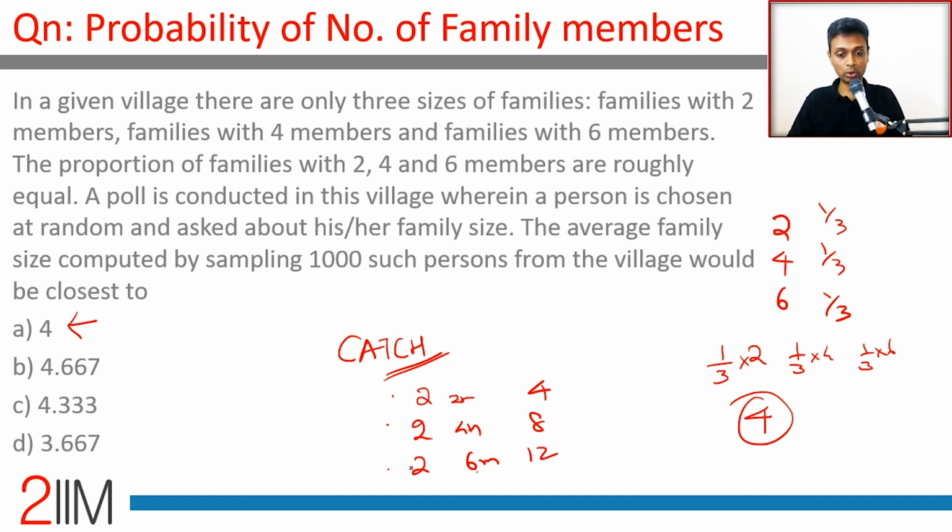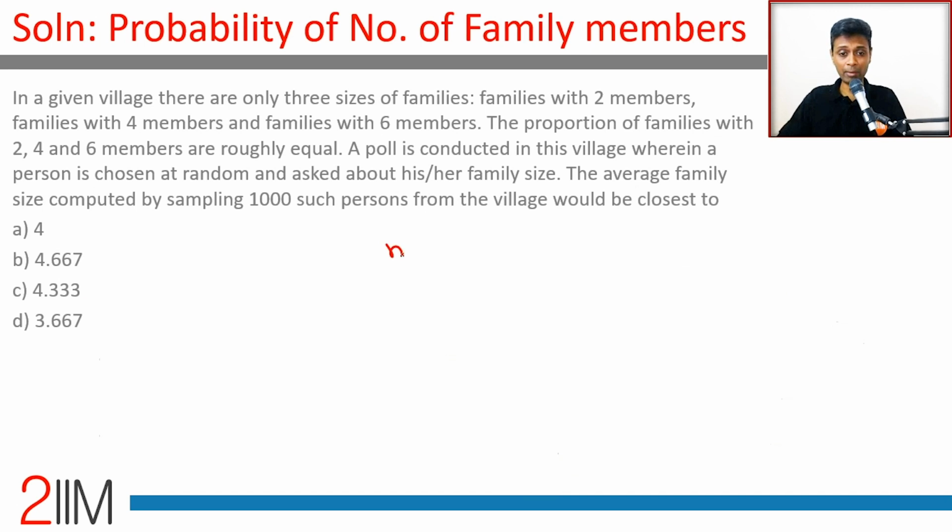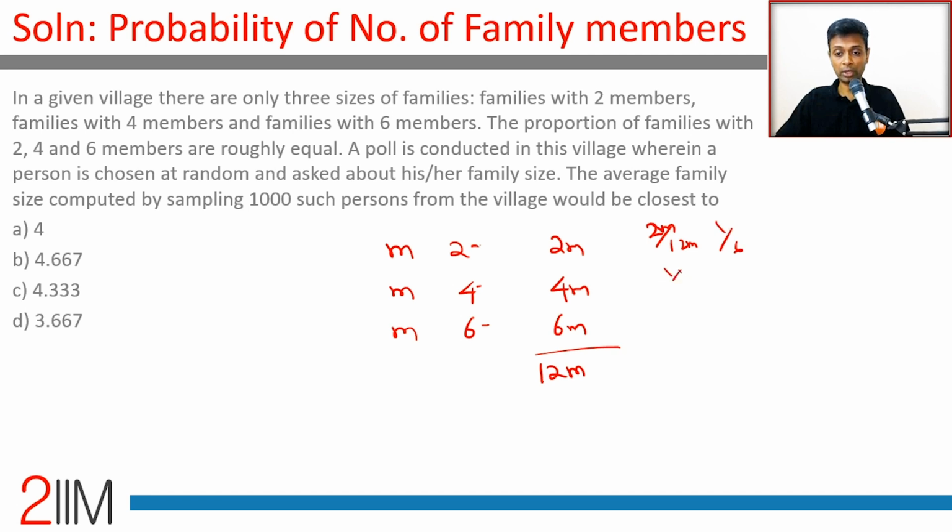So if there are 2, 2, 2 families, there'll be 4 people, 8 people, 12 people, adding up to 24 people. So the chance of the person whom you pick at random being from a 2 member family is 4 by 24 or 1 by 6. From a 4 member family is 8 by 24 or 1 by 3. From a 6 member family is 12 by 24 or 1 by 2. And if you do it more rigorously, you can assume M 2 member families, M 4 member families, M 6 member families. Total number of family members 2M, 4M, 6M. Overall total 12M. Chances being 2M by 12M, which is 1 by 6, 4M by 12M, 1 by 3, 1 by 2.